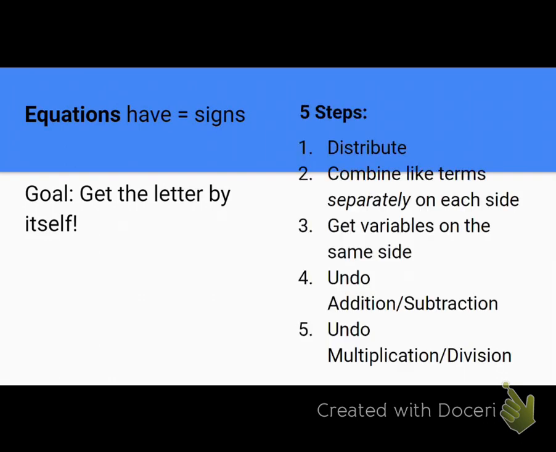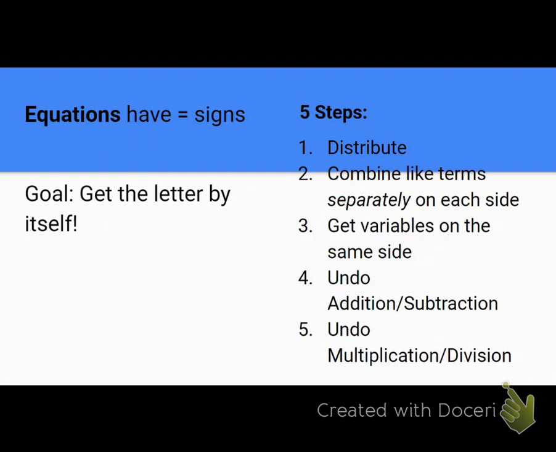We've got some steps. If you're a procedural person and you really like having those steps, go ahead and write it down. If you're never going to look at this again, that's okay. Some people like the steps. Step 1 usually includes distribution. Get rid of those parentheses. Then combine like terms separately on each side. You're going to get the variables on the same side of the equation. And then you're going to undo addition, subtraction, or undo multiplication or division.